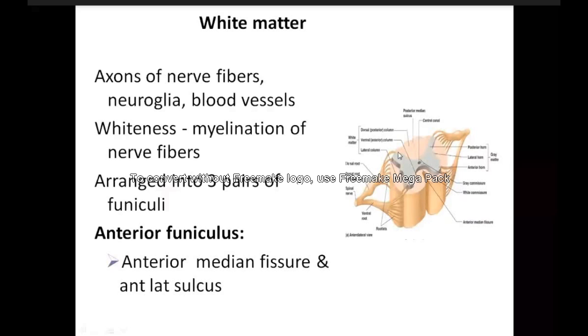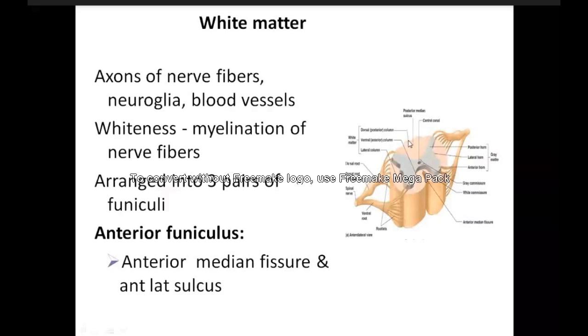We are talking only about the internal features. Earlier, on the external surface, this was the anterior area, this was the lateral area and this was the posterior area. But when we talk about the cross section and internal features, it is present only in the white matter: this is the anterior funiculus, lateral funiculus and posterior funiculus.